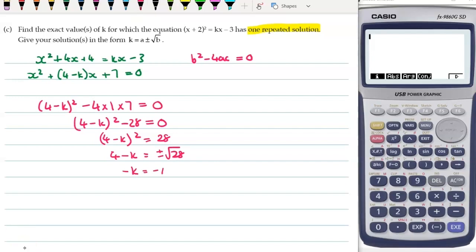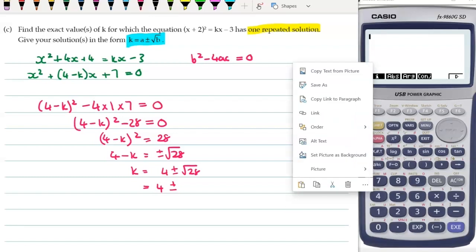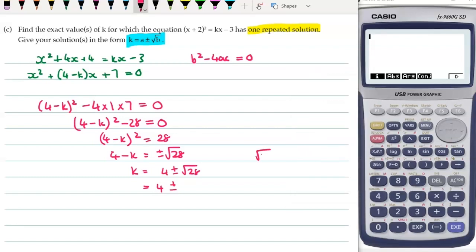Minus k would be minus 4 plus or minus the square root of 28. So k would just be 4 plus or minus the square root of 28. And then looking at, we need it to be in this form here. We'll just tidy that up. So we've got 4 plus or minus, 28 can be divided by 4. So if I just do that over at the side here, 28 would be the square root of 4 times 7, so that's 2 root 7.